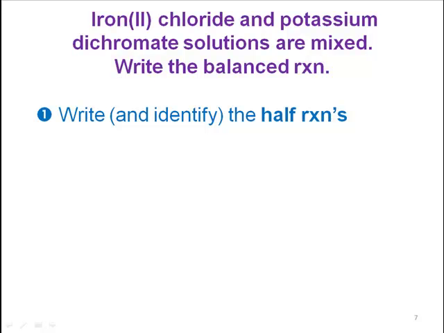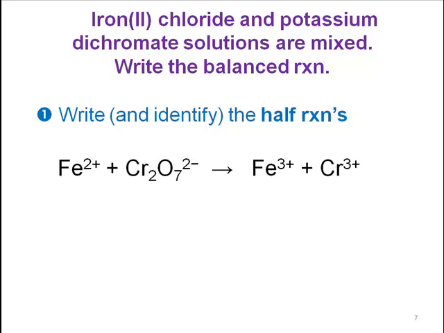So we've got the given information. Iron 2 chloride and potassium dichromate solutions are mixed. Write the balanced reaction is what it asks us to do. Information here was given to you, so I apologize. Why it is that way would be a whole other thing to look at. We can look at that later as we look at this. So this is given to you, yeah. How to know that this is happening is a little harder.